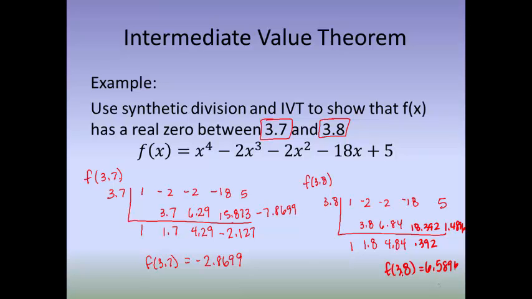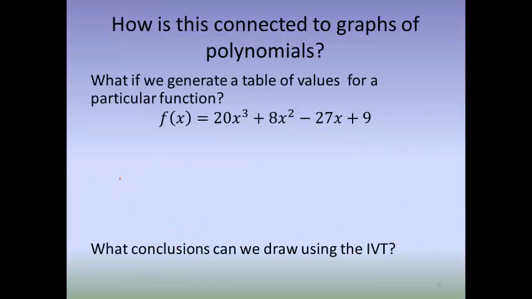So f of 3.8 equals 6.5896. So f of 3.7 is negative and f of 3.8 is positive. So there is a real 0 between 3.7 and 3.8. All right, you guys are doing great.